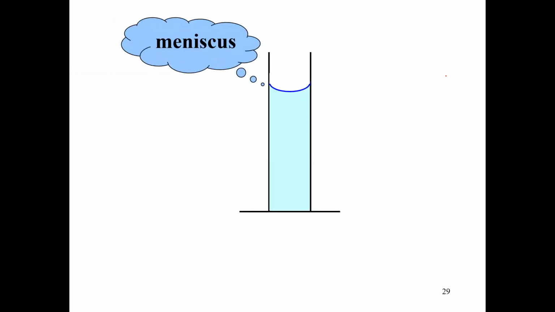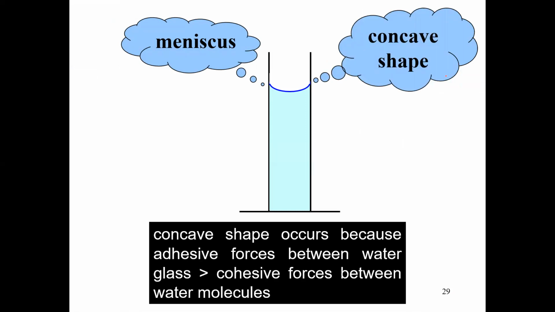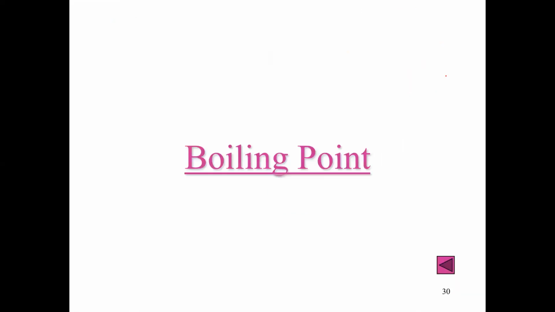So that could be a graduated cylinder, a concave shape, and you read it from the bottom. So you've got adhesive forces between the glass and the water, and cohesive forces between the water molecules too. The forces between the glass sides and the water molecules are higher, so you get the concave shape.